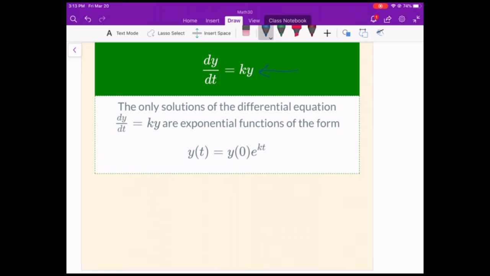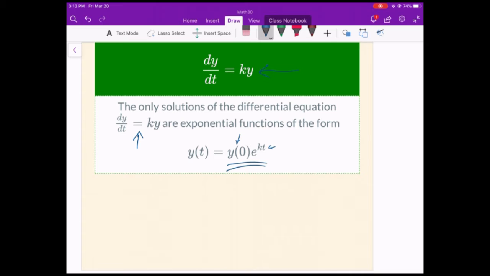Alright, so if this is our differential equation, it turns out the only solution for a differential equation like that is an exponential function. So that tells us that anytime we have this situation, y must be some kind of exponential function. And in general, we can write it like this. y is some initial value of y, so that's y of 0, wherever that population started, times the exponential function e to the kt.